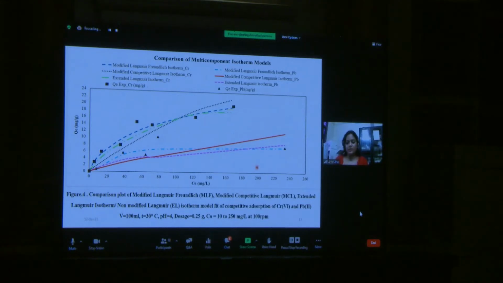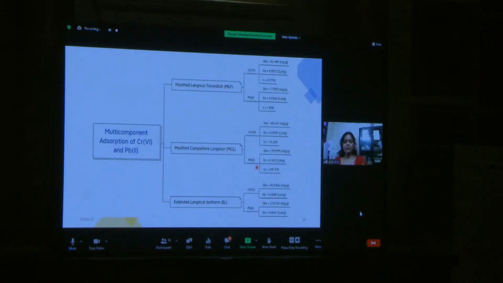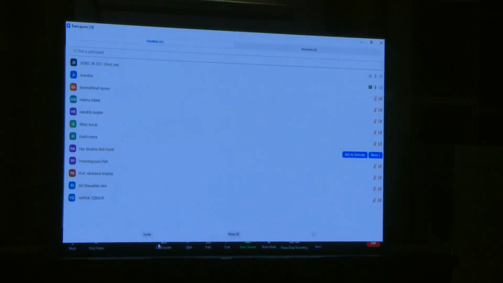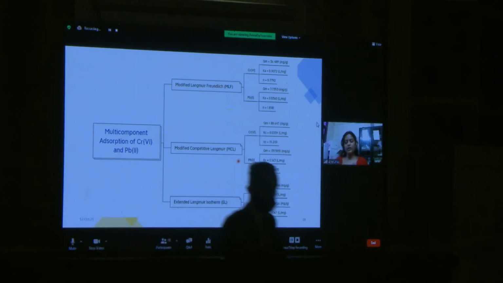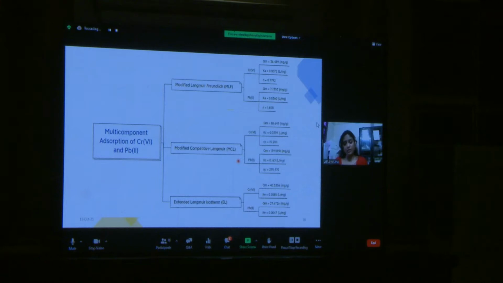And these are the values I got for chromium and lead when I used the Solver in Excel. So there is the maximum adsorption capacity, and K is the affinity towards chromium, the affinity towards the adsorbent. The values differ according to my studies and experiments, and I have got a good value for the modified competitive Langmuir isotherm. It strictly depends upon the isotherm model you are following, the adsorbent dosage, the adsorbates you are using, and everything.